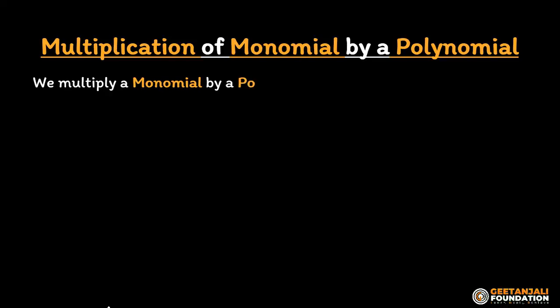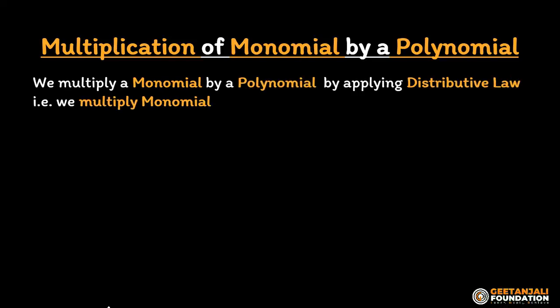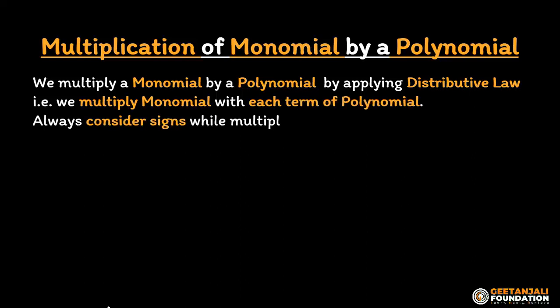Now, multiplication of a monomial by a polynomial. We multiply a monomial by a polynomial by applying the distributive law. That is, we multiply the monomial with each term of the polynomial. Always consider signs while multiplying.